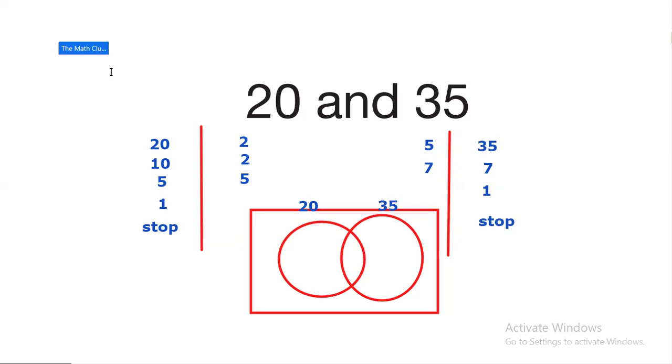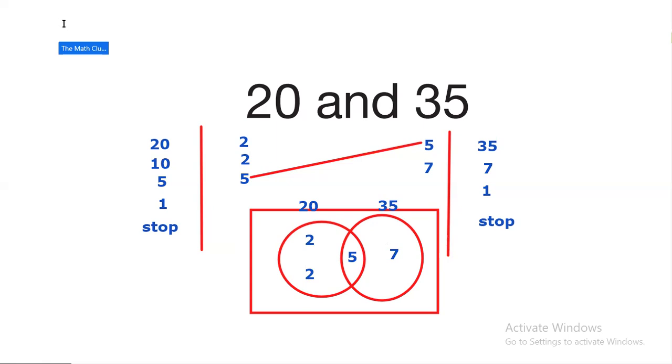Now, let's fill the gaps. First, let's see what's common between the two prime factor compositions. So the 5 is common. It means I have to put one 5 in the middle. So one 5 should be in the middle, like this. Nothing else is in common. Now I look at this group. I left two 2s, so I'm going to put 2 here and 2 here. And here I left a 7, so I'm going to put the 7 over here.